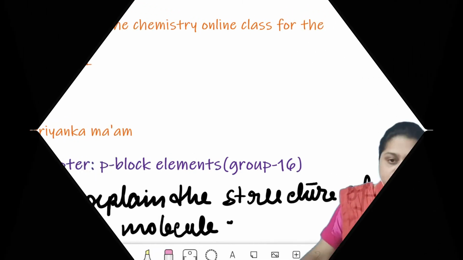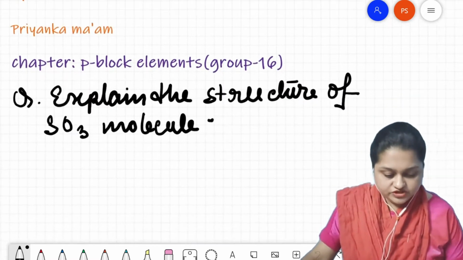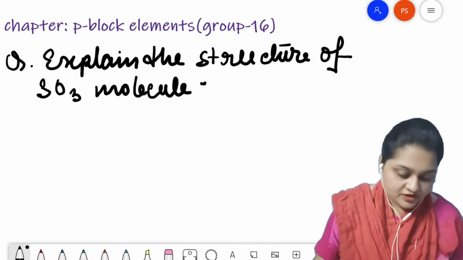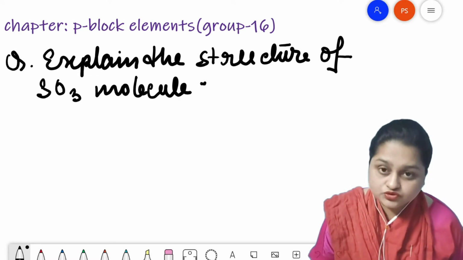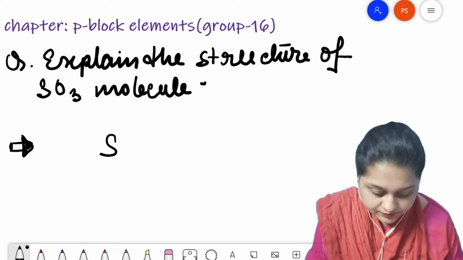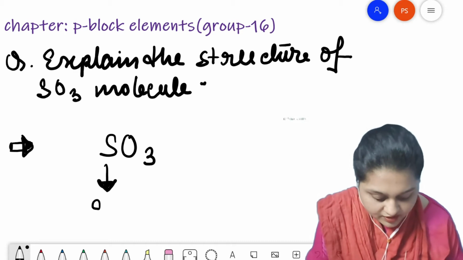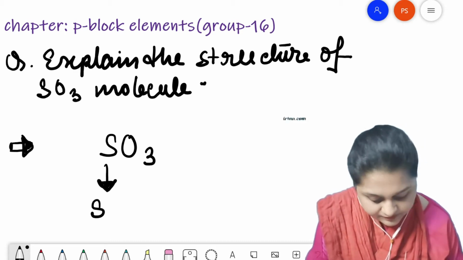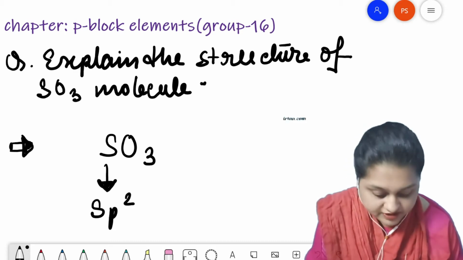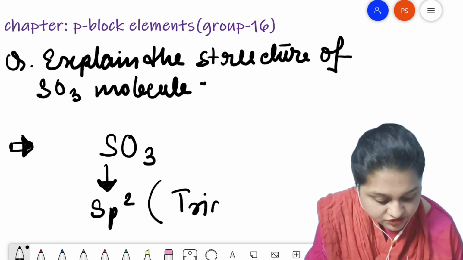In today's class, we are going to do some of the questions from the P block elements, specifically from group 16. The first question that we are going to do is: explain the structure of SO3 molecule. Now, SO3 molecule, the central atom sulfur possesses sp2 hybridization, that is, it is trigonal planar in nature.